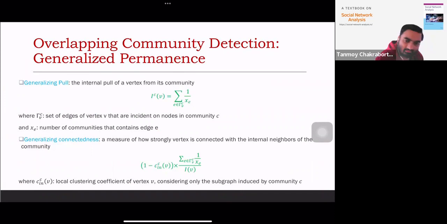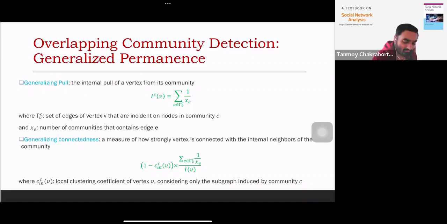So again, the concept of generalized permanence is the same. We basically look at the internal pull, external pull, and clustering coefficient, three factors, right? But the internal pull may not be completely internal. Why? Because there may be some edges which contribute to the internal pull, but those edges are shared across multiple communities. So if we just count the number of internal edges, that may not be enough, okay?